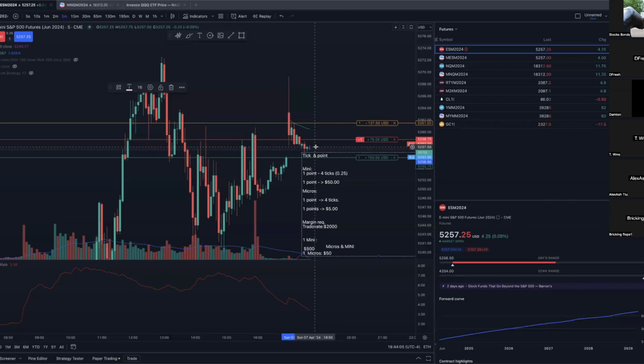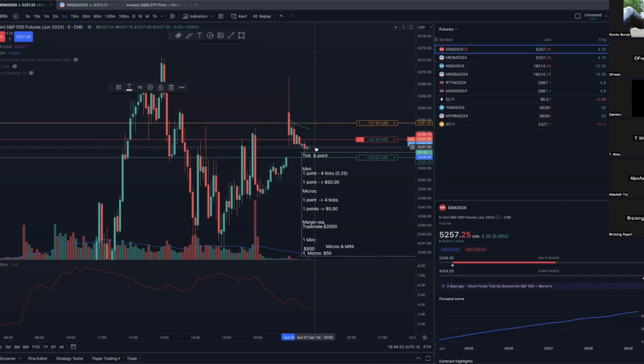Sorry, this is for minis. When it comes to micros, just divide by 10. Instead of making $50 a point, you're going to be making $5 a point, making or losing $5 a point to the upside or to the downside, depending on if you're long or short. And you don't need to worry about theta decay. You don't need to be worried about these pattern day trading laws. You can trade as many times as you want. And these are all the advantages.